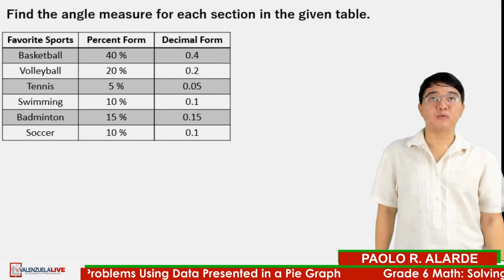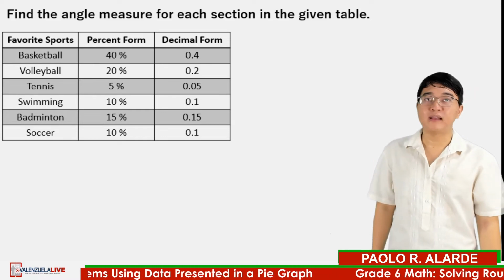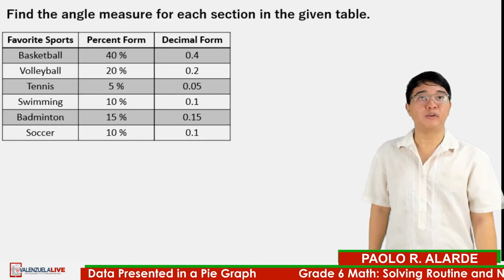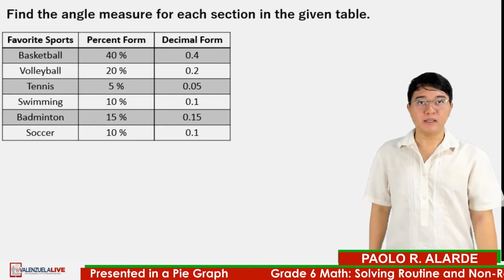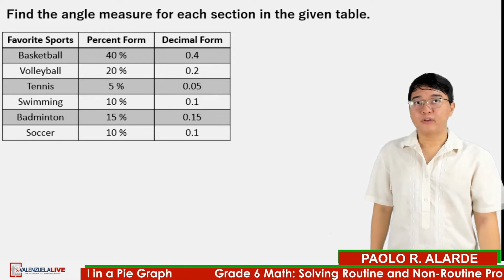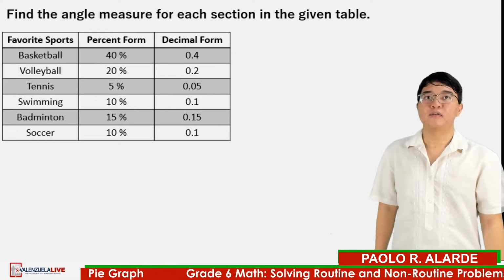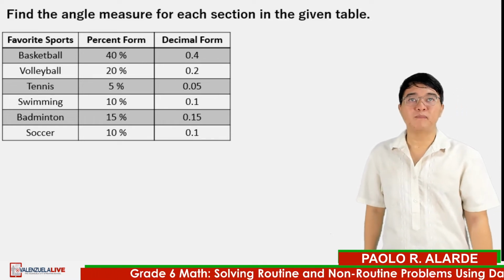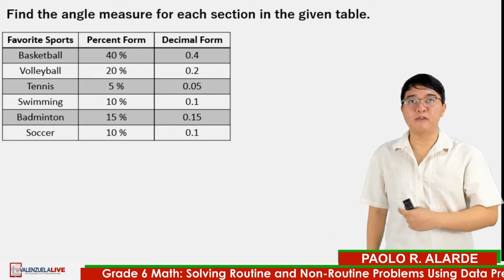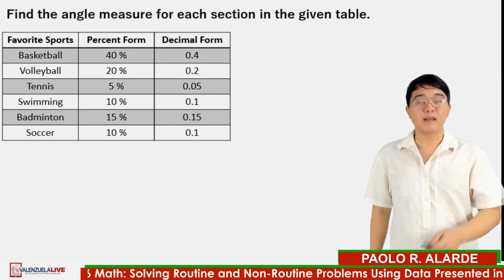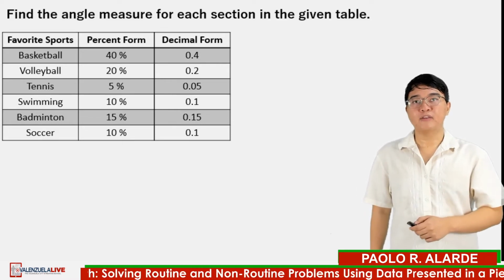For the tennis, which is 5%, it could be written in decimal form as 5/100s or 0.05. For the swimming, 10% could be written as 1/10 or 10/100s. For the badminton, which is 15%, it could be written in decimal form as 15/100s. And for the soccer, which is 10%, it could be written as 1/10.